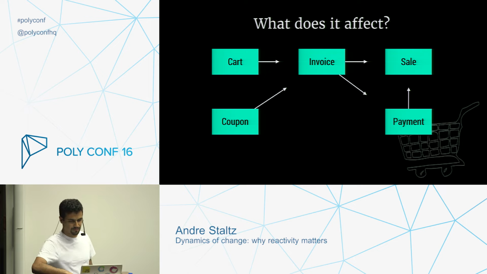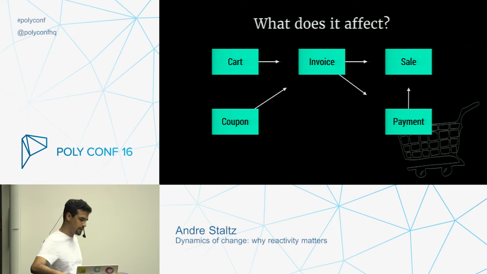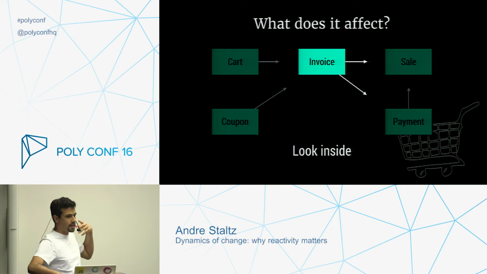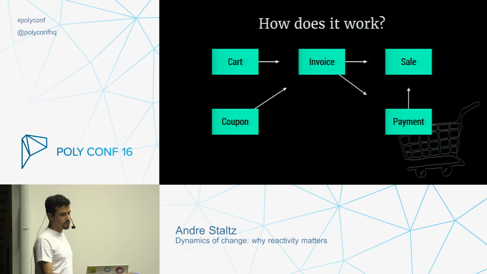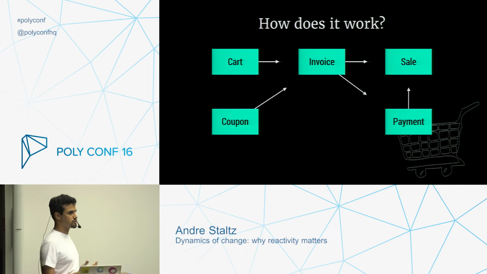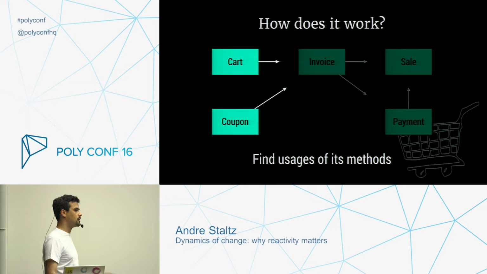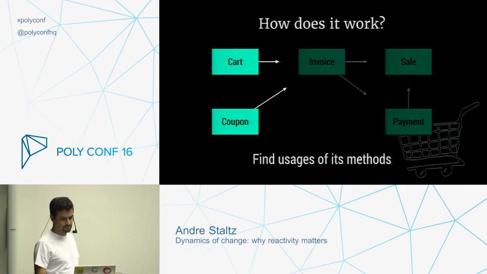Okay, no one wants to give a guess, but it's sale and payment, of course, because we have those arrows there. And how did we discover that? By looking inside the invoice module. Then we see, okay, it calls sale.update, it calls payment.update. But if you ask yourself, how does the invoice module work, right? How does it change over time, that type of stuff? You need to find all the usages of its methods. It just exposes public methods and you need to hunt down, grep around the code base. How does the rest of the code base call these?